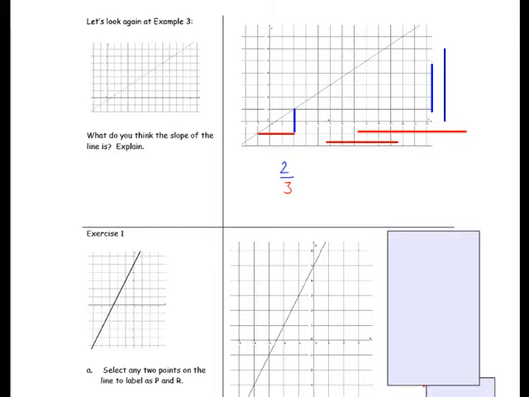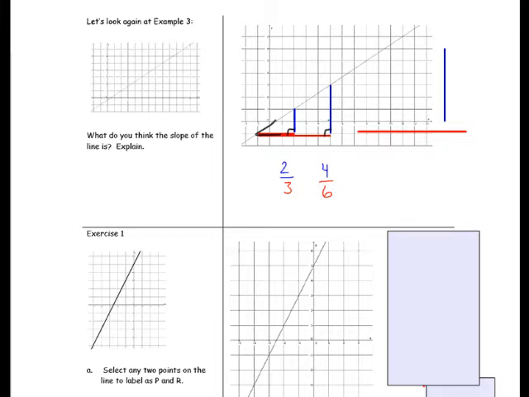We also have a horizontal distance and a vertical distance that forms another triangle. In this triangle, the vertical distance is 4 and the horizontal distance is 6. We know that these are similar triangles because of the angle-angle criterion. They both have a 90-degree angle and they both have this common angle, so they are similar triangles.